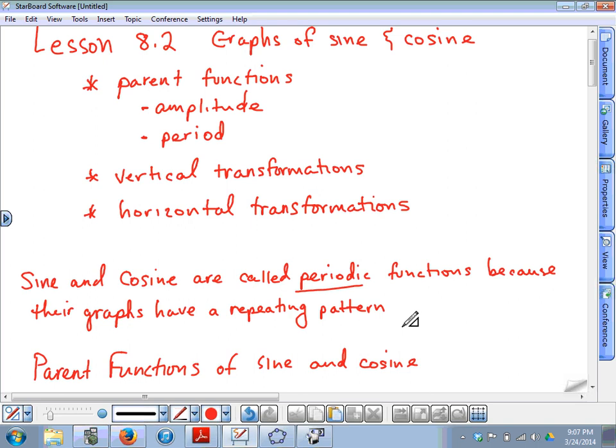Sine and cosine are not the only examples of periodic functions. There are many more, but these are the ones we're going to study in 8.2.